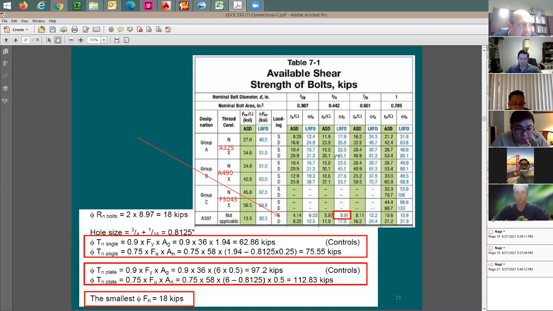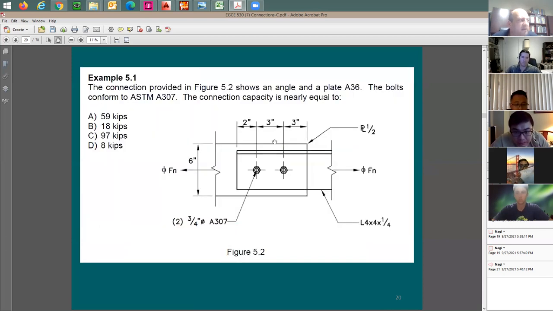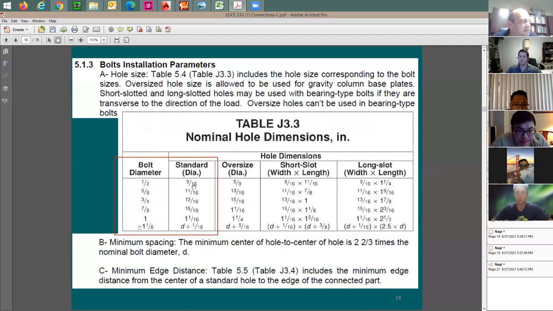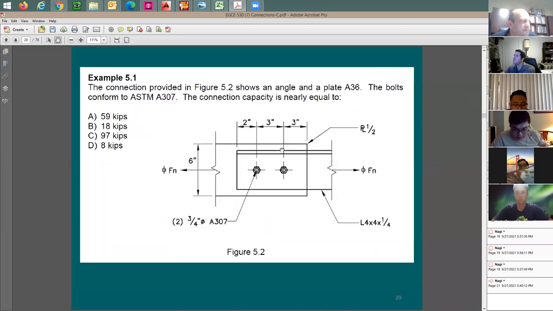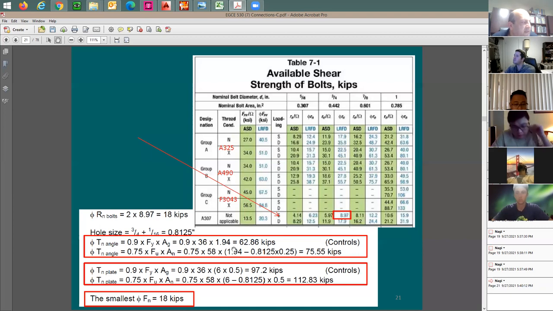So it is not really in here. What do I need from the bolt information is gonna be this hole size. So for a 3/4 inch bolt, the standard hole size is gonna be 13/16 inch. And this is what you see here. The bolt diameter is gonna be 0.8125. This gives you the hole size times the thickness of the angle, a quarter of an inch, and this will account for the hole size.